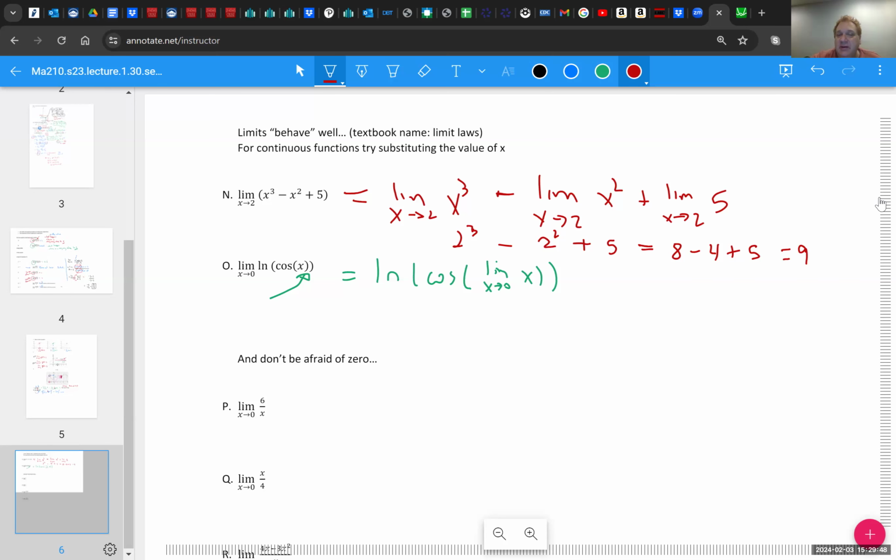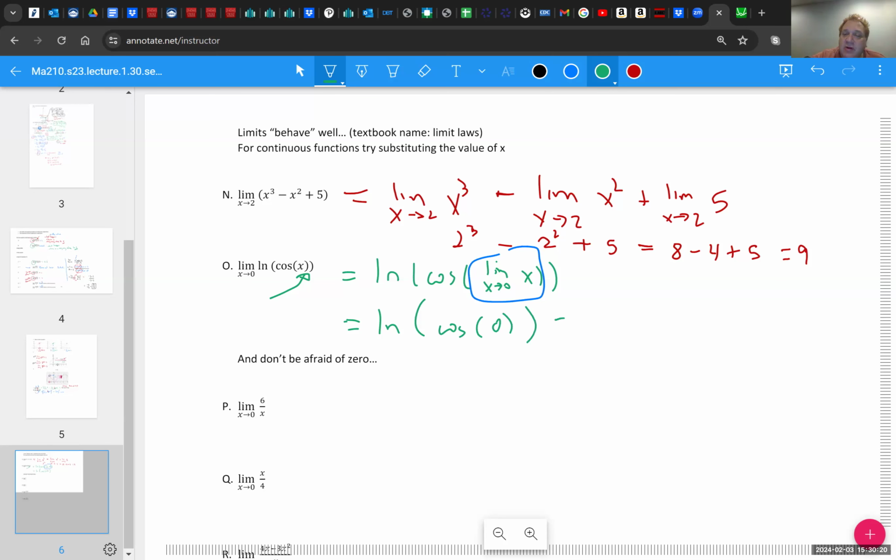And likewise, the natural log of the cosine of x is a continuous function. So we can plug in 0 here directly. What happens to the number x when x is very, very close to 0? Well, it becomes 0, right? When x is very, very close to 0, x is indistinguishable from 0. So we get the ln of the cosine of 0.